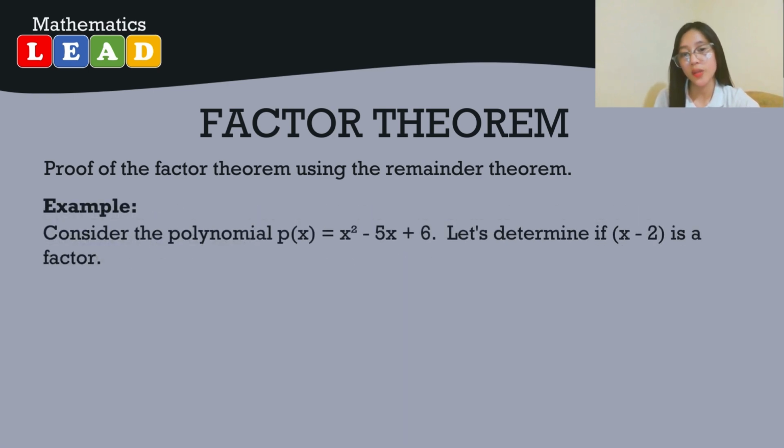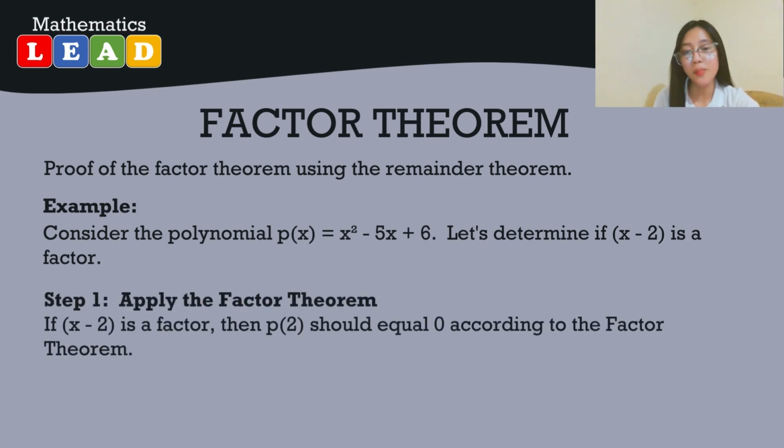Let's illustrate this with an example. Consider the polynomial p of x is equal to x squared minus 5x plus 6. Let's determine if x minus 2 is a factor. In applying step 1, apply the factor theorem. If x minus 2 is a factor, then p of 2 should equal 0 according to the factor theorem.